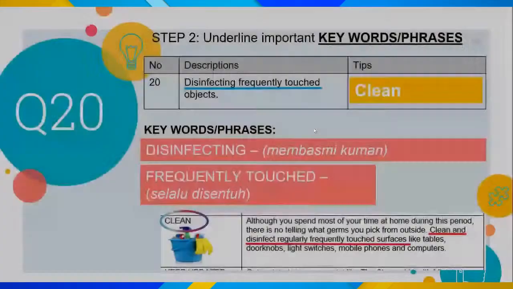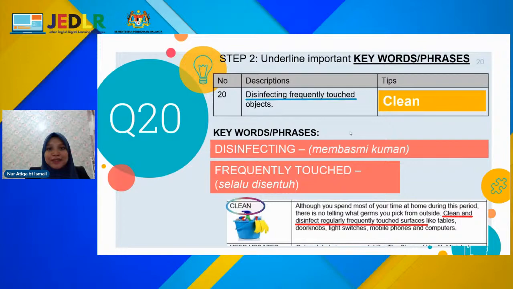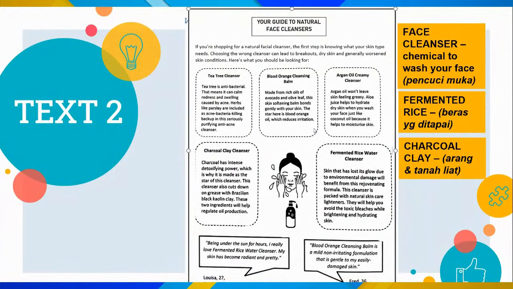Okay, now I'm going to move on to text two. So I hope that by now you know roughly the steps on how to do questions 16 to 20 well. Okay, so let's look at text 2. Text 2 is a bit more for girls, I think, or even metrosexual guys out there. So text 2 is a bit more challenging compared to the previous one. The previous one is talking about tips for surviving MCO. Text 2 is going to be talking about face cleansers.